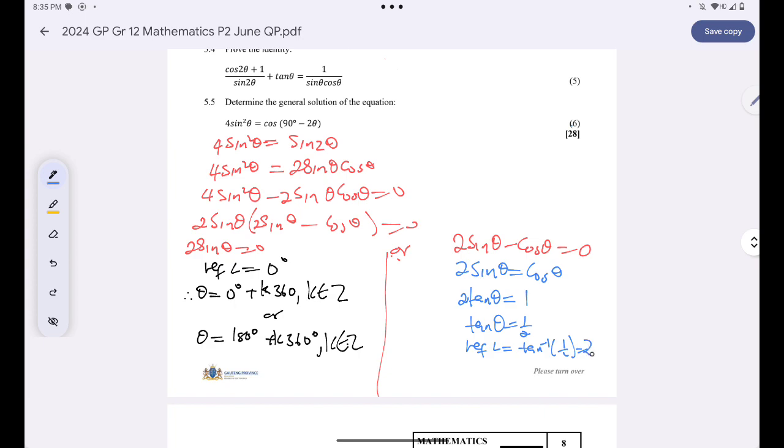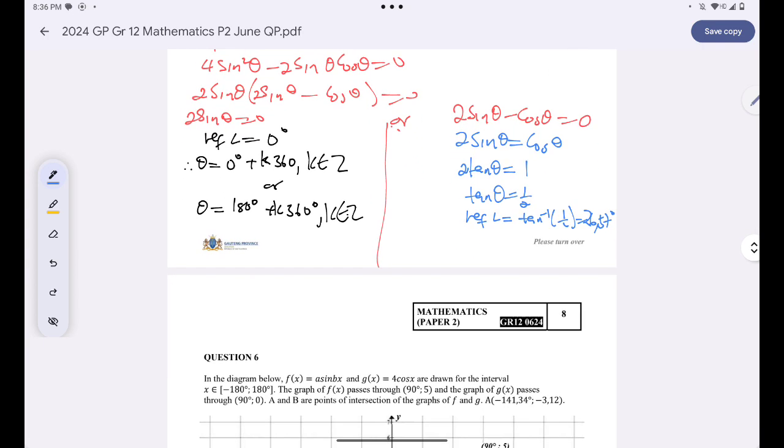Okay, I have 26.57 degrees. So therefore, theta is 26.57 degrees plus k 180 degrees, where k is an element of integers. So that's how we would have gone with question 5, guys.